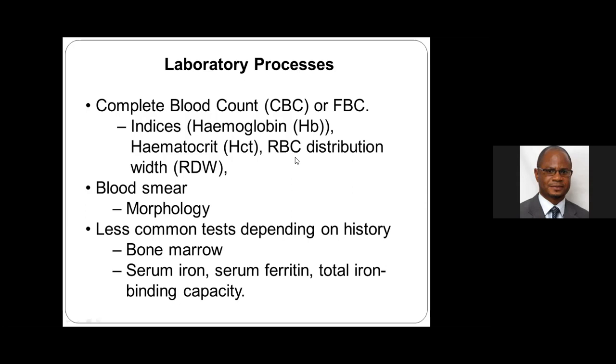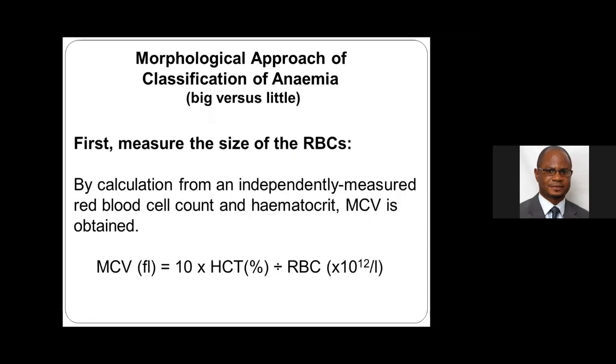And then there are less common tests, which depend on history. We will do bone marrow, serum iron analysis, usually serum ferritin, and then total iron binding capacity. These are all done to look for the existence of anemia. Ferritin is done in hematology. It's also done in chemical pathology. Chemistry people also do ferritin. But total iron binding capacity, I believe, is hematology. These are some of the tests that are done in diagnosing anemia.